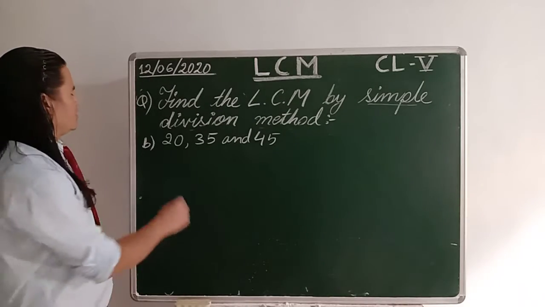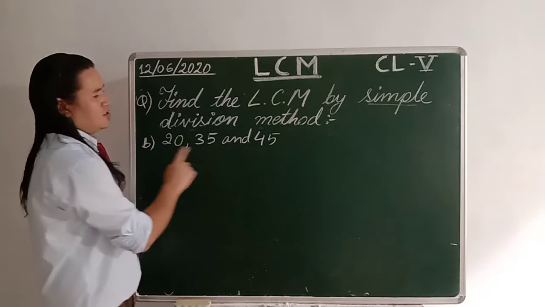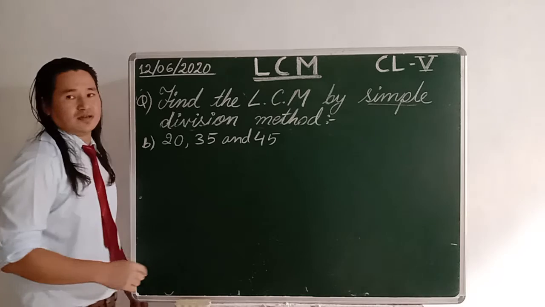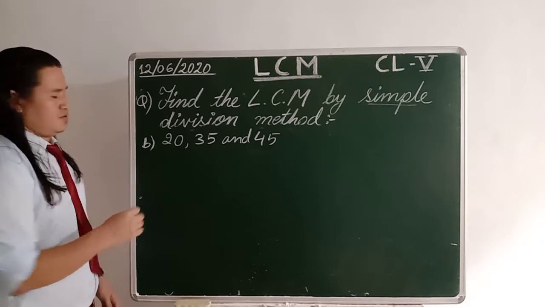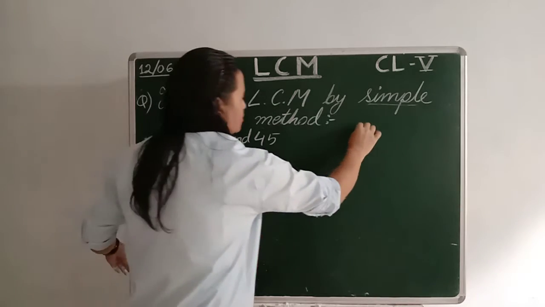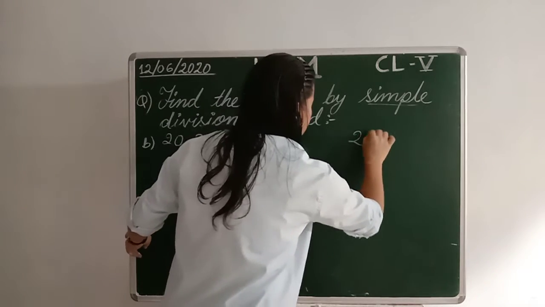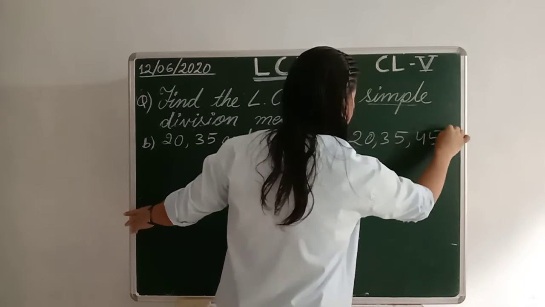Let me take another number, B: 20, 35 and 45. These questions I have given you from the book. You can go through the book. Okay, so in a similar way we will find the factors of all these numbers, 20, 35 and 45.